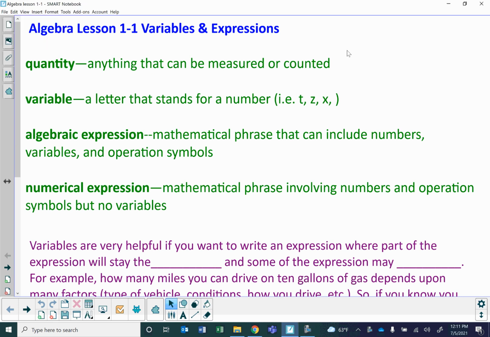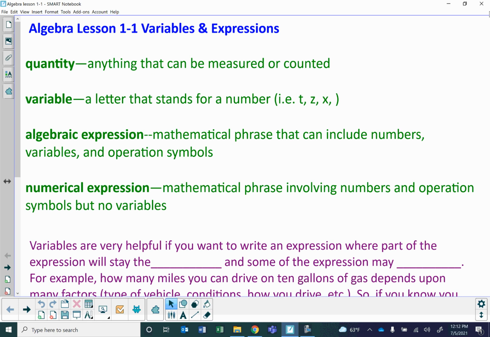This is Algebra Lesson 1-1, Variables and Expressions. As I go through these vocabulary words, be sure to leave yourself time to be able to write everything down, which means you may need to pause this video as we are going through these. If I write examples down, it would be highly advised that you do the same thing.